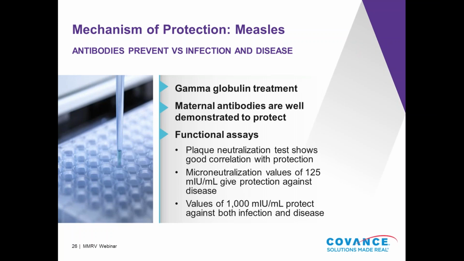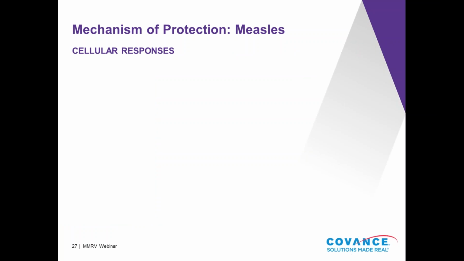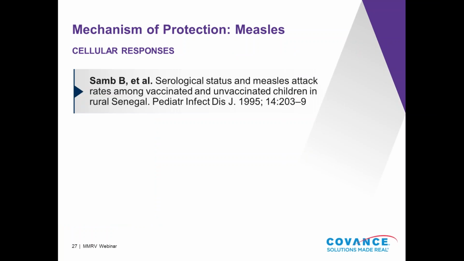The best example is perhaps that microneutralization values of 125 milli-international units per ml give protection against disease, while a higher value of 1,000 milli-international units per ml protects not only against disease, but also infection. There is also evidence of the role that cellular immunity may play in the protection. An early example was captured by Chen and colleagues in a study published in 1995.